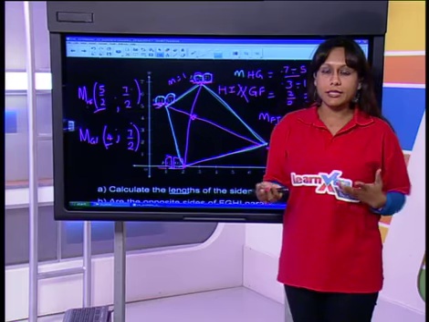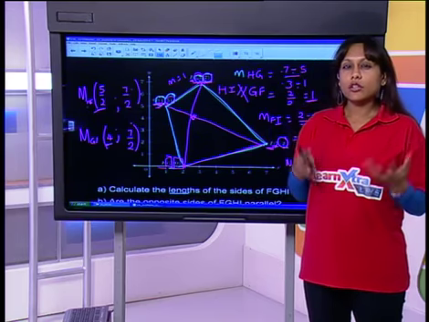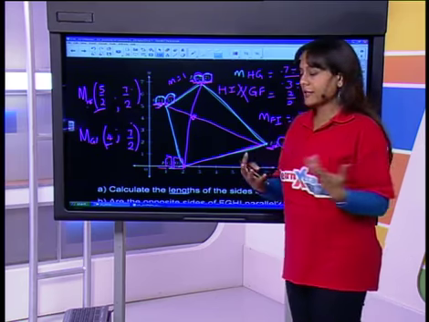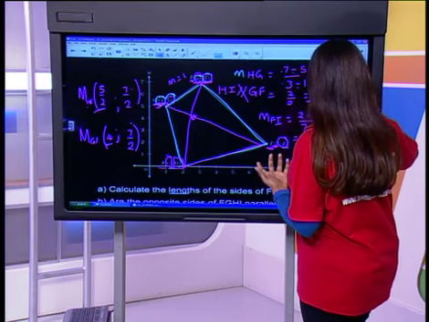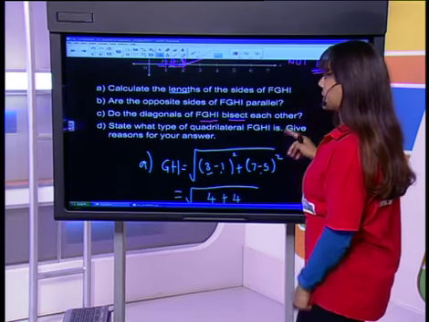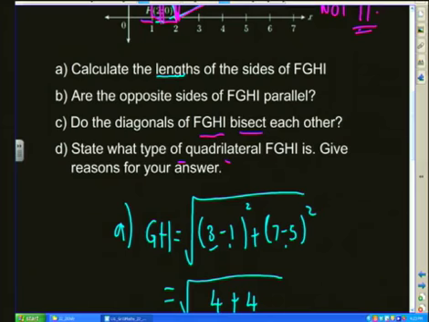So therefore, we can say that these lines do in fact not bisect each other. So the diagonals do not bisect each other. Therefore, they do not have the same midpoint. Then lastly, they say, state what type of quadrilateral this is and give a reason for your answer.